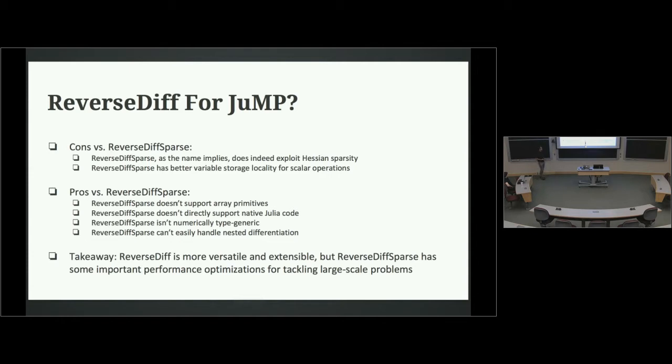And it also has better variable storage locality for scalar operations. So part of supporting array operations for ReverseDiff involved passing around a lot of pointers, and so I kind of kept that same method for the scalar ops, and that ends up making it a bit slower if you have a very large scalar expression graph than ReverseDiff sparse would be. Because ReverseDiff sparse just passes around indices to an external buffer of variable storage, but it's also hard to do this and still stay type generic as well. It's a whole mess. But eventually I think these things can get resolved in ReverseDiff, and then it will be a suitable, viable replacement.